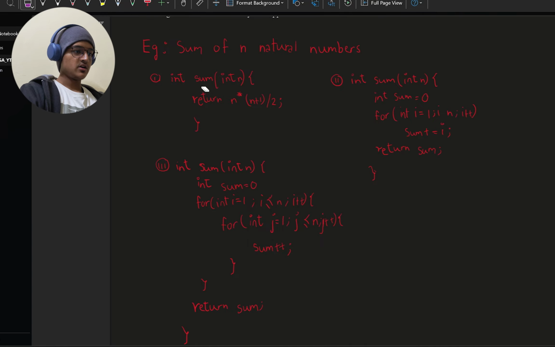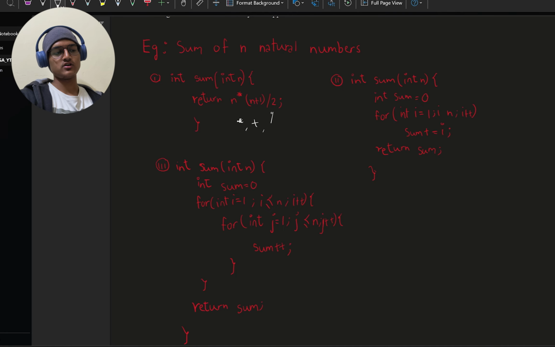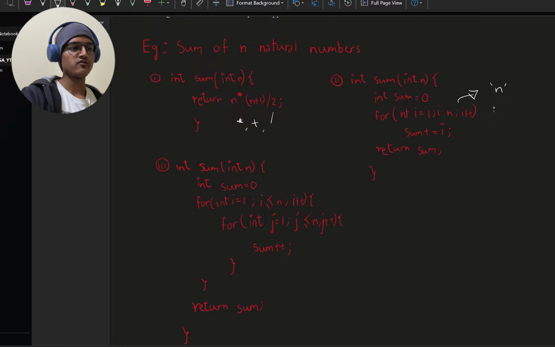For example, here we saw that the first function just uses mathematical operations, one being multiplication, another being addition, and one being division, which would not consume a measurable amount of time. The second function, in which we used a loop, would run n times. How and why? The first time the loop runs, the value of i is 1 and it is added to sum. The second time it runs, the value is incremented to 2 and added to sum, and this continues till the value of i becomes n. So the operation is run n times in total.